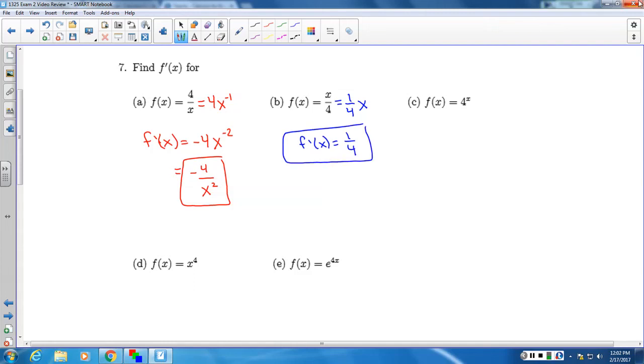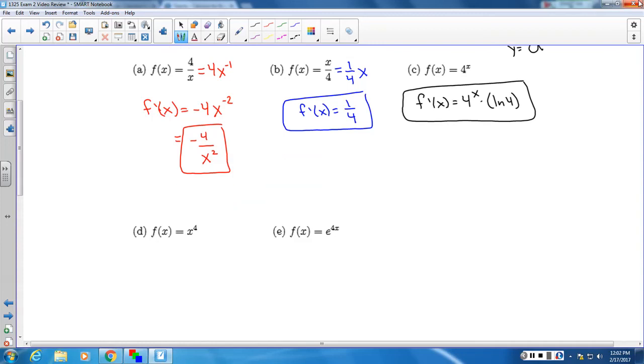Part C, it's a special derivative. It's like a to the x, so the derivative of a to the x would be a to the x times the natural log of a. This derivative will be 4 to the x times the natural log of 4. Part D is just a basic power rule. Derivative would be 4x to the 3rd.